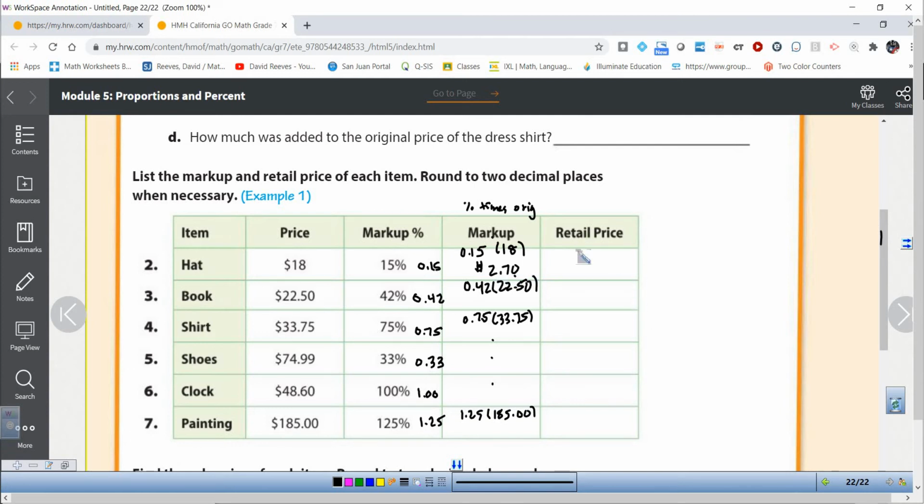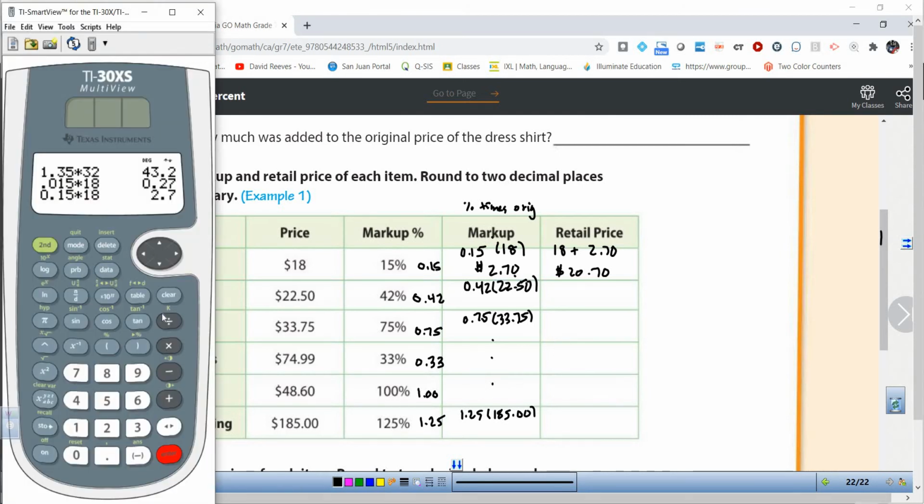$2.70. All right, so what's the retail price going to be? It's going to be the original price plus the markup, right? 18 plus $2.70, and we shouldn't need a calculator for that. That is $20.70.